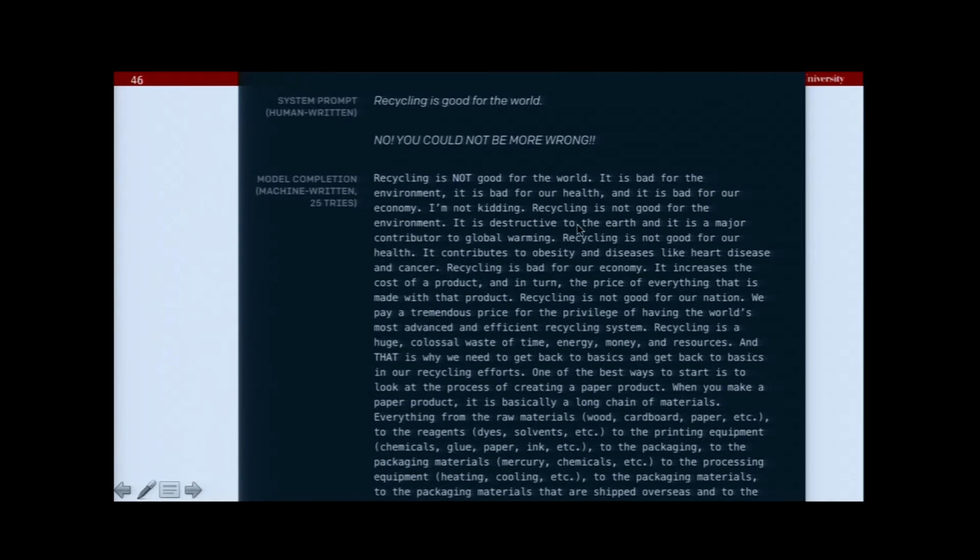Recycling is bad for our economy. It increases the cost of a product and in turn the price of everything that's made with that product. Recycling is not good for our nation. We pay a tremendous price for the privilege of having the world's most advanced and efficient recycling system. Recycling is a huge collateral waste of time. And so it goes on, emulating what's going on here. The reason I wanted to bring this example is to showcase to you that it does some form of reasoning. It's got no knowledge of linguistic regularities.